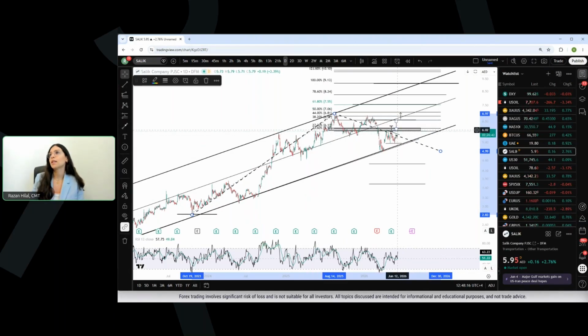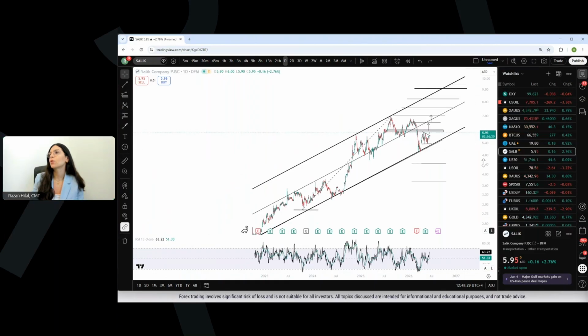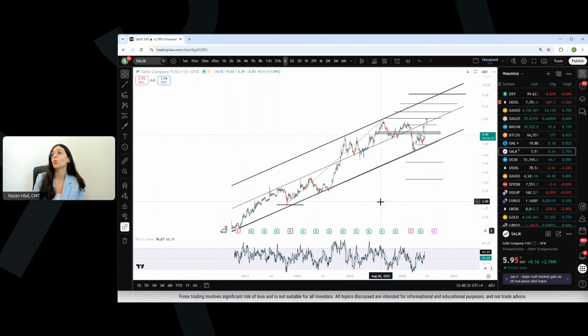Should we have a sustained hold for SALIC above the zone, above the 6.11, we can possibly target the mid zone of this channel near 6.67 and the golden 6187.5, increasing the long-term bullish forecasts for long-term bullish investing for the SALIC chart once again.